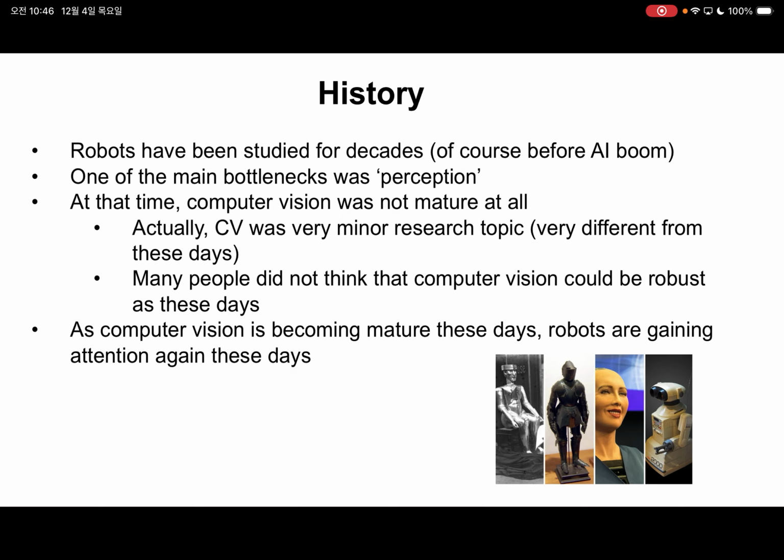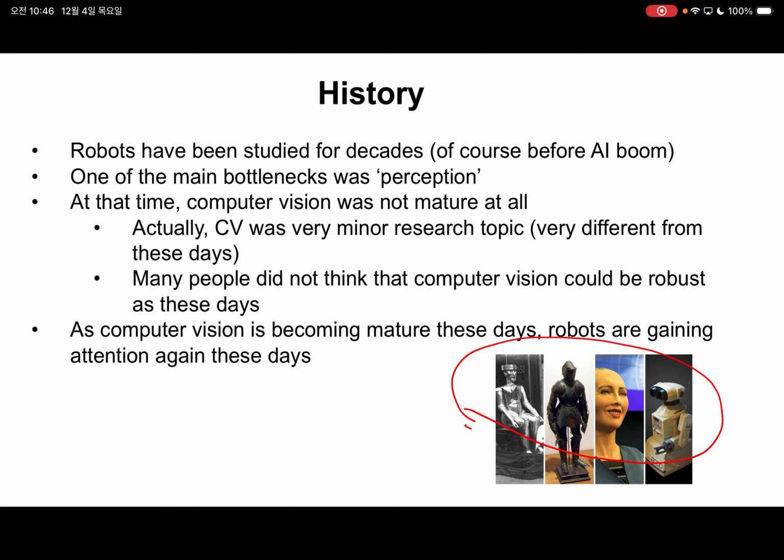And robots, maybe some of you know, have been studied for decades, of course before the AI boom. This shows the early approaches for robots. But there were many bottlenecks. Robots were too difficult, but one of the main bottlenecks was perception. At that time, computer vision was not mature at all. Actually, when I entered graduate school, computer vision was not a very major topic. It was a little bit of a minor topic.